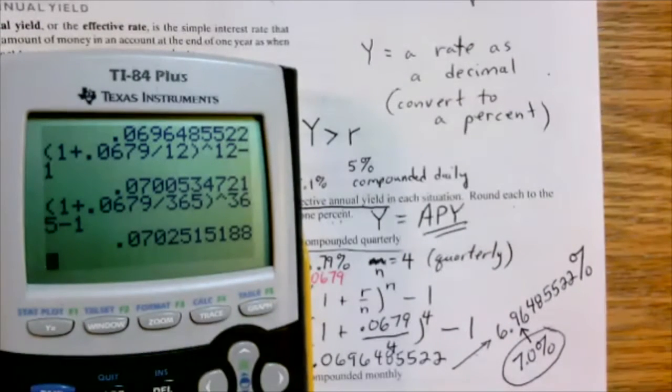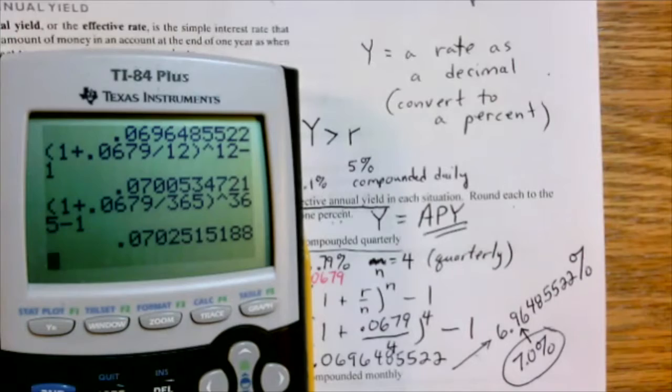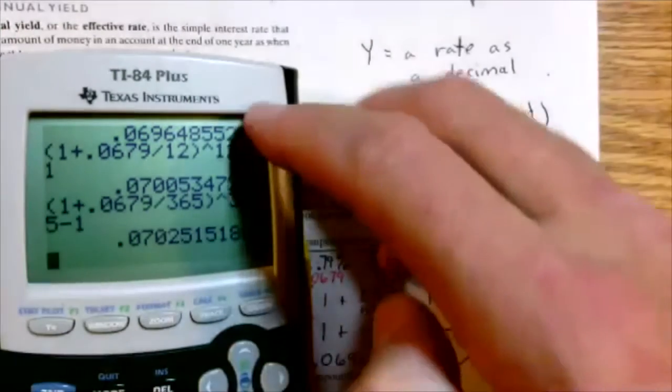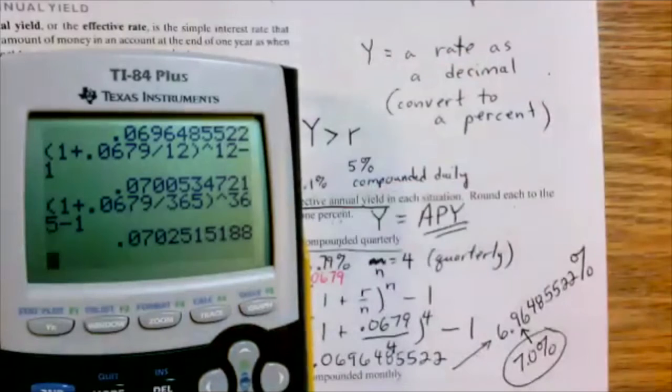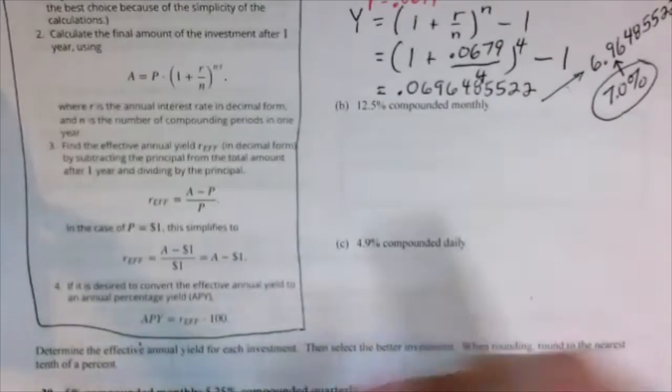Not a whole lot. Even that one, rounded to the nearest 1/10 of a percent, is 7%. But you can see that it's higher than our 2 earlier ones. So as the compounding factor goes up, the effective annual yield will go up, but not by a whole lot. Well, that's really the new stuff for today, right?